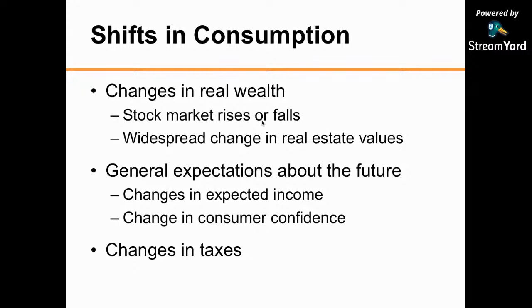And this is because of changes in real wealth. So number one here is the stock market rises or falls, or there's a widespread change in real estate values. So if the stock market rises, people are going to feel wealthier. They're looking at their accounts and things look good. So they're going to go out and they're going to buy more goods. Consumption is going to rise and aggregate demand is going to rise as well.